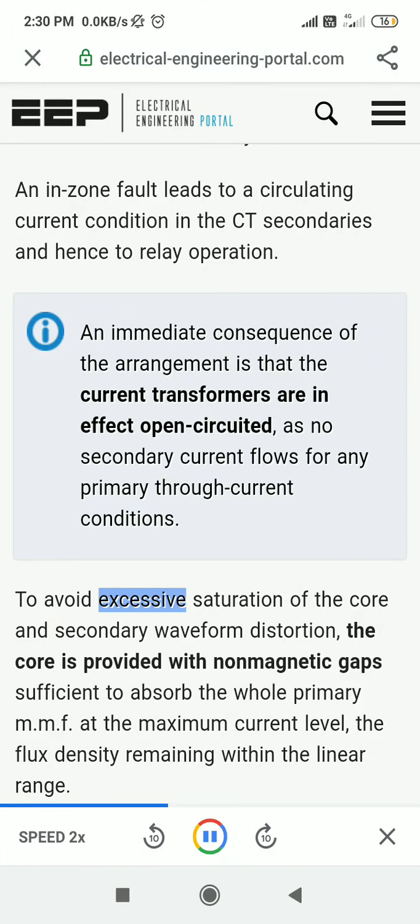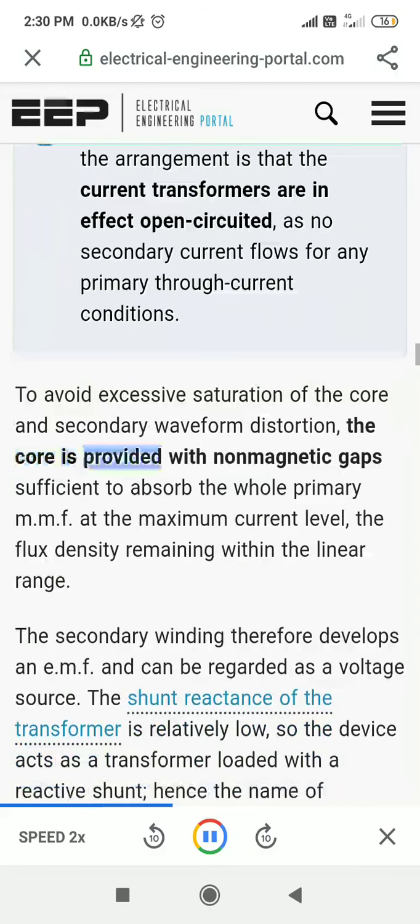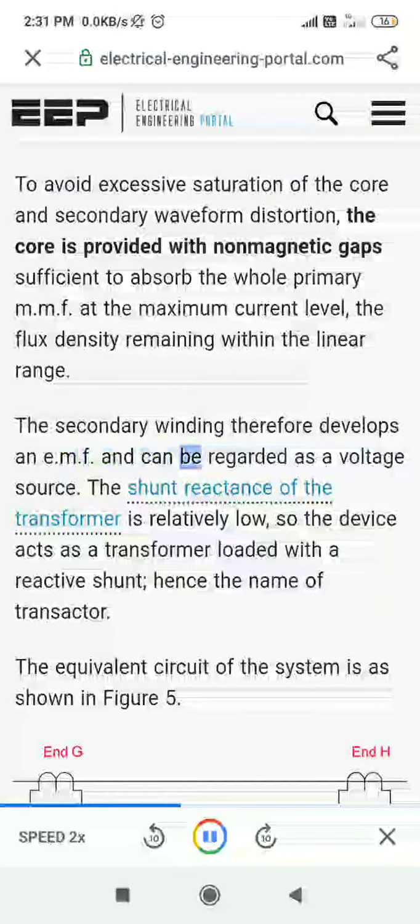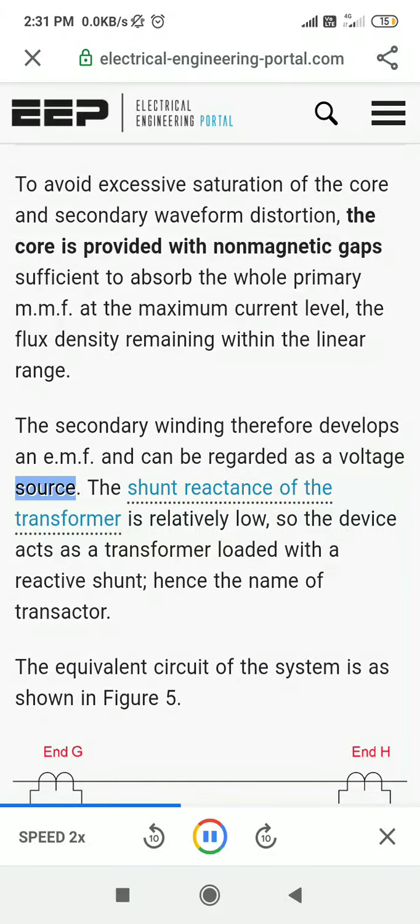To avoid excessive saturation of the core and secondary waveform distortion, the core is provided with non-magnetic gaps sufficient to absorb the whole primary MMF at the maximum current level, the flux density remaining within the linear range. The secondary winding therefore develops an EMF, and can be regarded as a voltage source. The shunt reactance of the transformer is relatively low, so the device acts as a transformer loaded with a reactive shunt. Hence the name transactor.